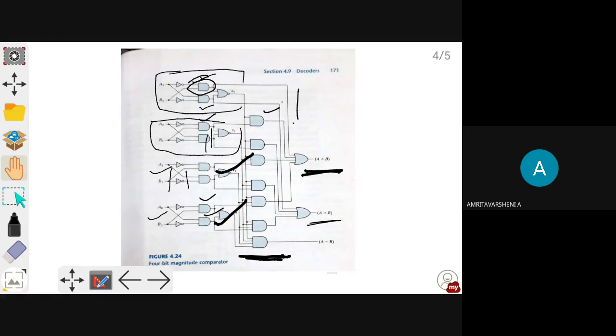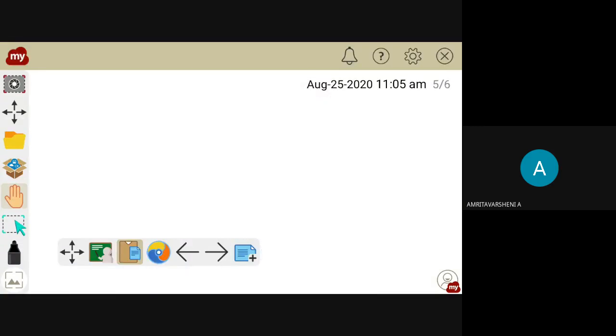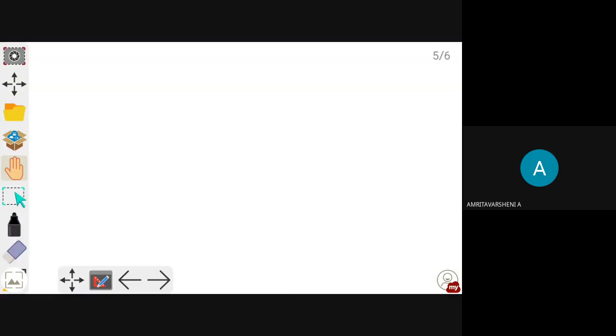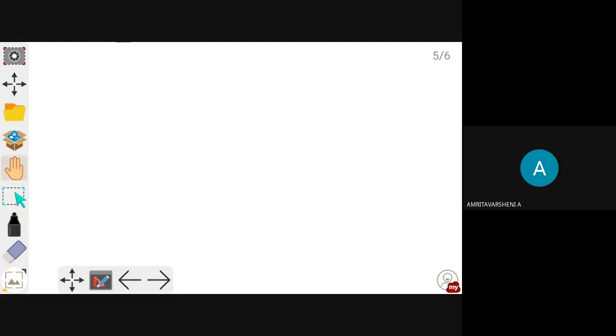So the next topic is you are going to study about decoders. So decoder. What do you mean by decoder? Decoder is a combinational circuit that generates 2 power n unique output lines from the n input lines. For example, I will draw the block diagram. So this is the decoder.